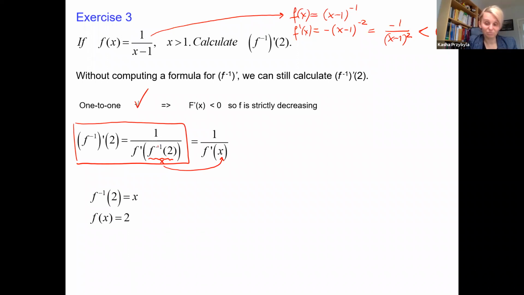As we can see, I name this quantity x, and now I'm taking care of this. f inverse at 2 is x, then f of x is 2. And what I can do is substitute, instead of f of x, the formula of the function, which is 1 over x minus 1 equals 2. Do you think you can give me the value of x? Can we cross multiply and solve this equation for x? Who can tell me what value of x will satisfy this equation?